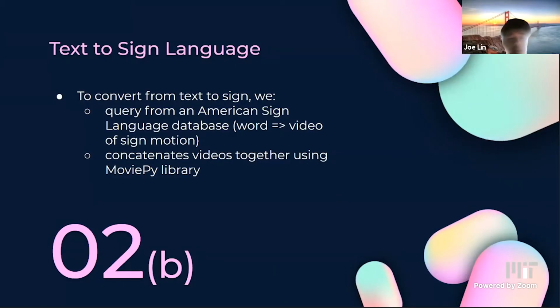Going from text to sign language, we use a very large American Sign Language database, and we query each word in our string of text. The database stores the mapping from word to video. So we pull each video corresponding to each word, and we concatenate them using a Python library called MoviePy.